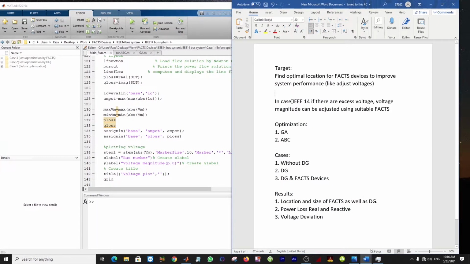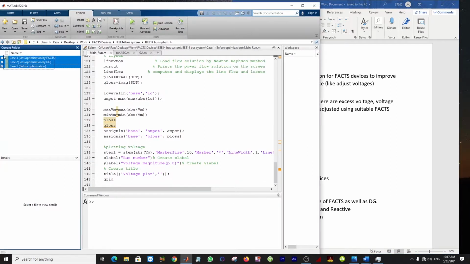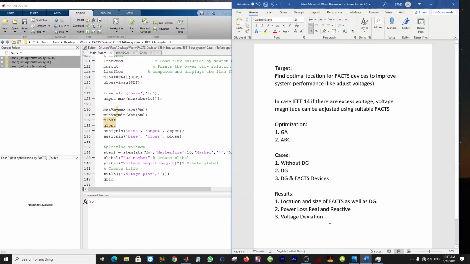So here we have the case that we have chosen, that is the IEEE 14 bus system. And we have to compensate our excess voltages or over voltages by choosing suitable FACTS devices. Here we have taken two optimizations, genetic algorithm and artificial bee colony. But in this video we are not going to explain the optimization. We have cases here: without DG, and a third case when we implement DG and FACTS devices along with it. So we have three cases, case 1, 2, 3, and our results will be the location and size of FACTS as well as DG, and two others, voltage deviation and power loss.